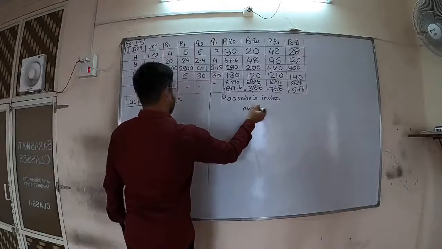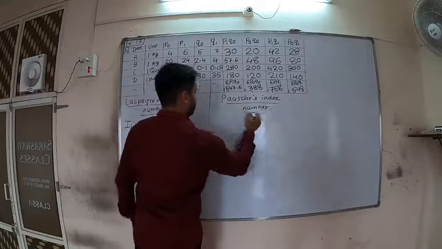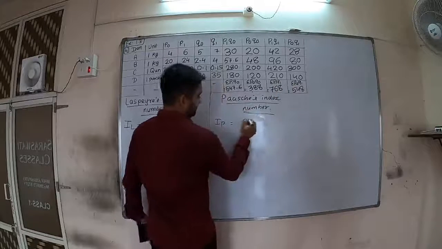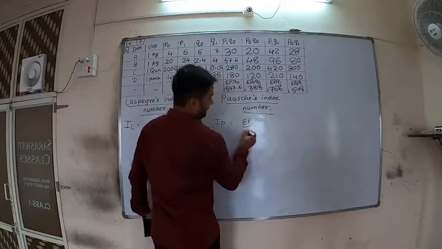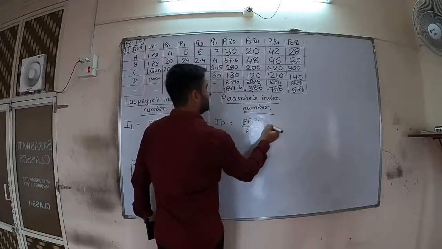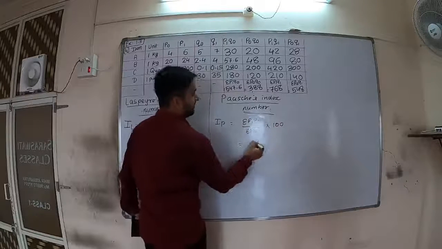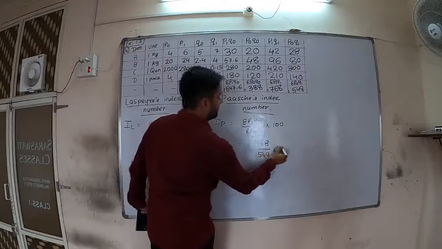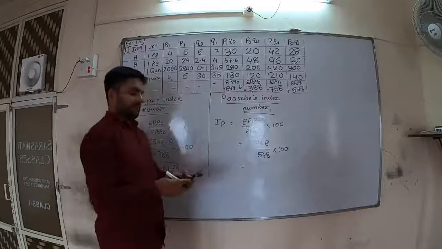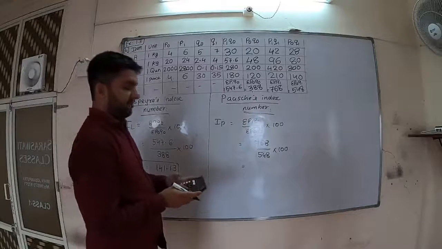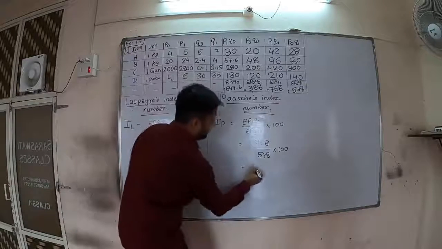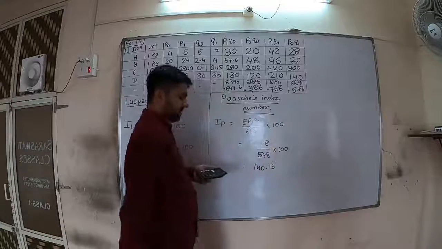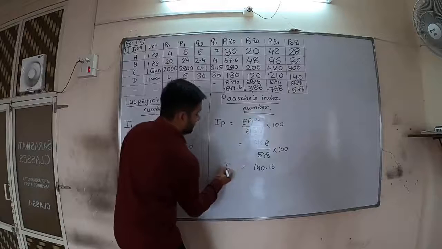Paasche's index number IP, numerator denominator, sigma P1 Q1 divided by sigma P0 Q1 multiply 100, 768 divided by 548 multiply 100, 768 divided by 548 multiply 100, 140.15. IP.